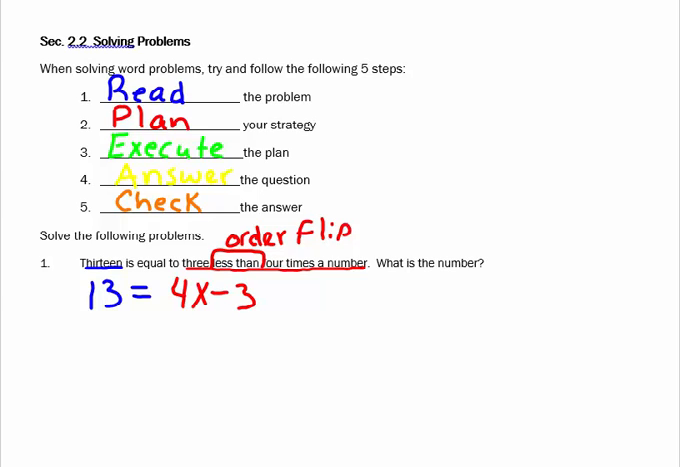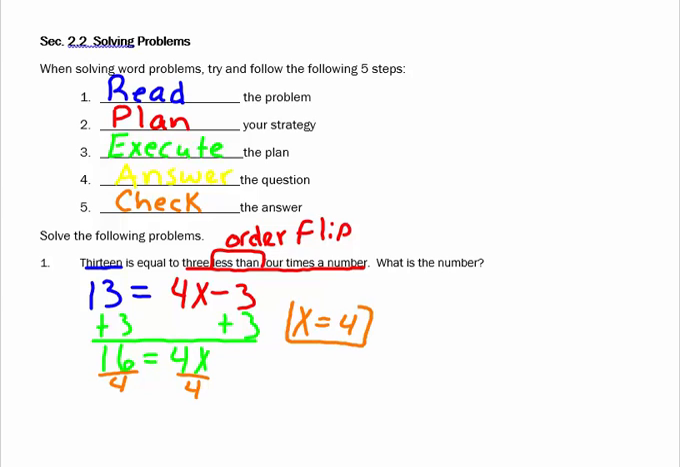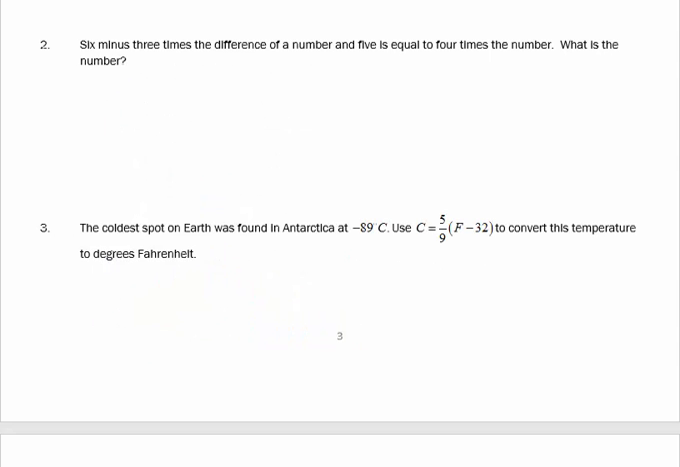Now that we have the equation set up, we can go ahead and solve. To do so, we add the 3 over to the other side to get variables on one side and numbers on the other. So we get 16 equals 4x. Last step is to get the variable having a coefficient of 1, so we will divide both sides by 4, and x equals 4. We can check this into our equation, and we will see that it does work.